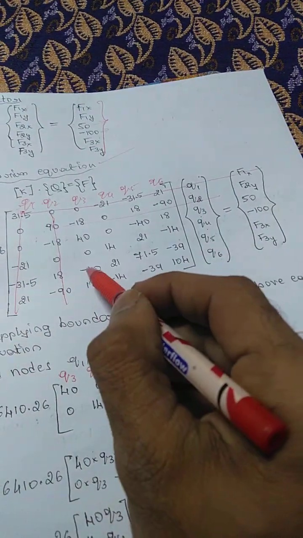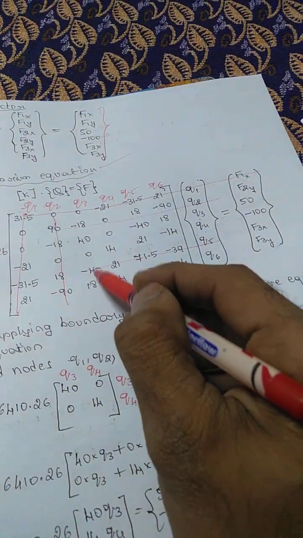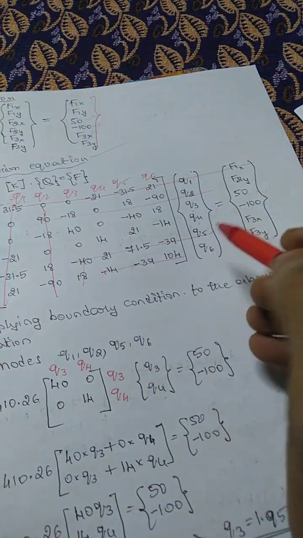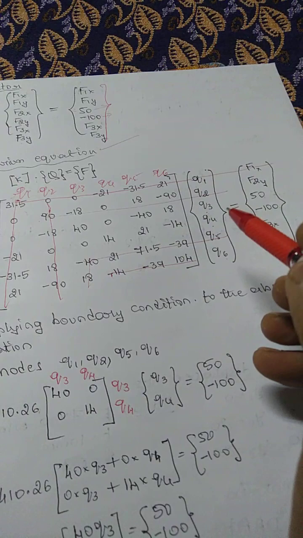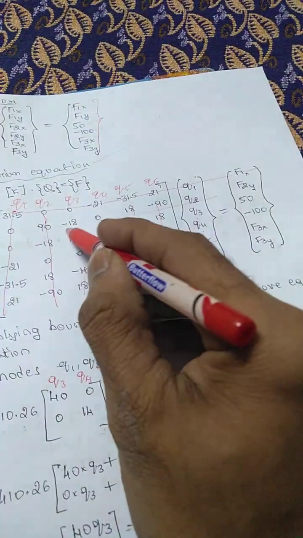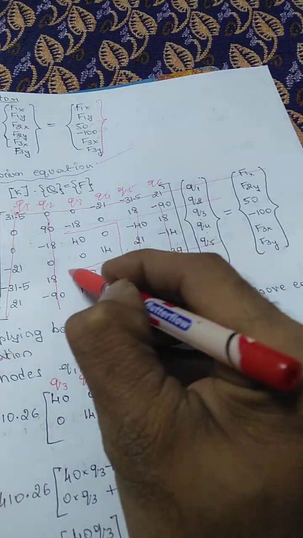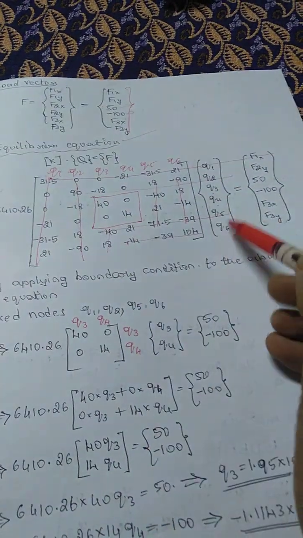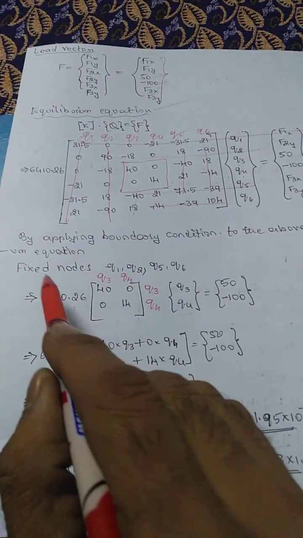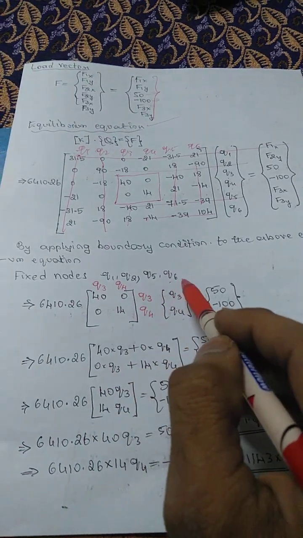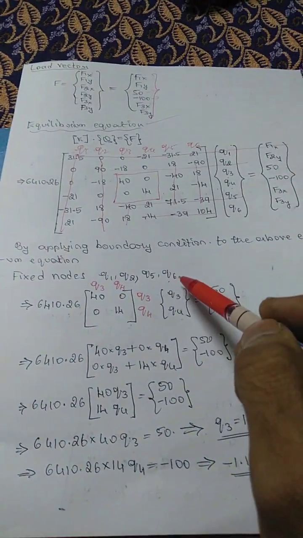Now Q5, this is gone, and Q6, this is also gone. So now what remains is, this is also gone, Q5. Now we will be having only these four values, Q3, Q4. Next, fixed nodes Q1, Q2, Q5, Q6 have been removed.